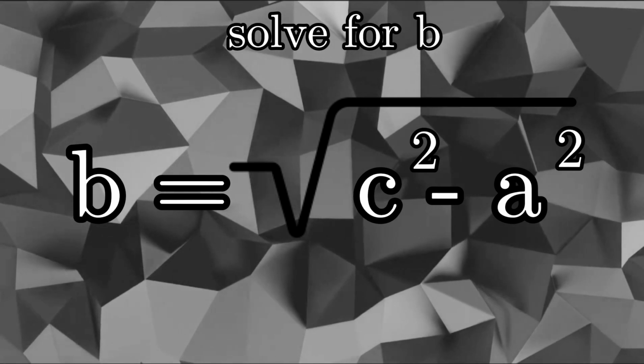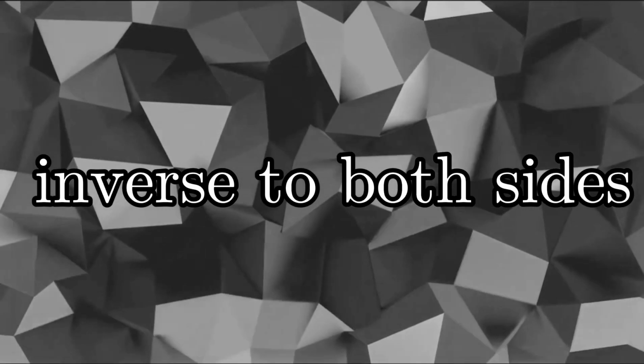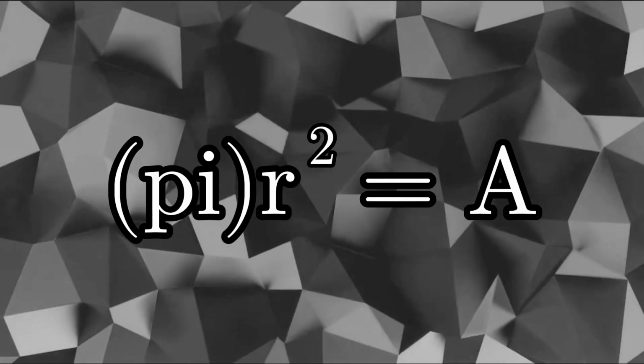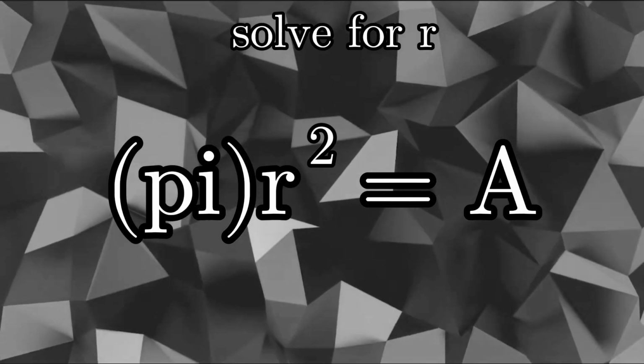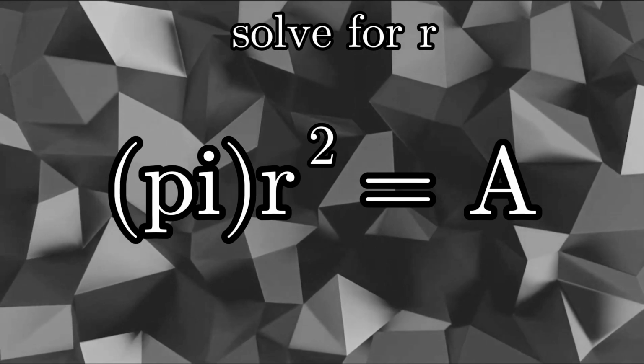Alright, we did the equation. Just make sure to always remember one thing: do the inverse to both sides. Let's try another one. Pi r squared equals a. Solve for r. So the same principles apply.